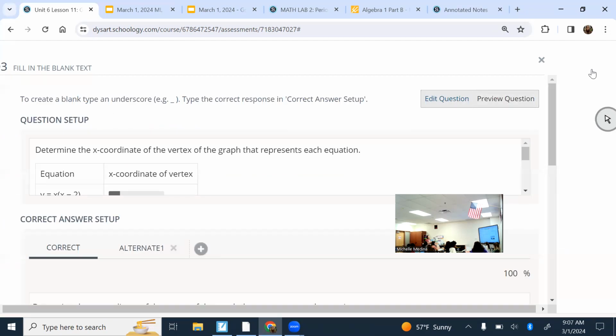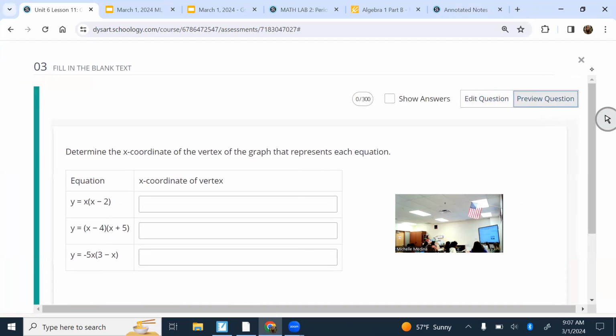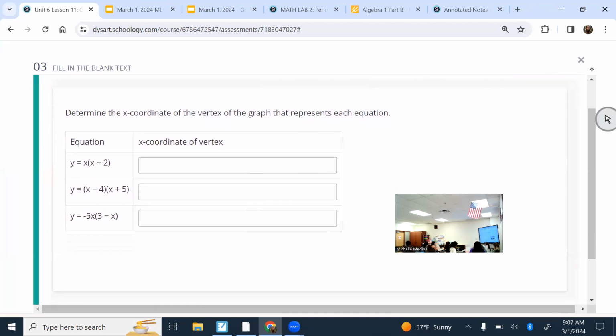So we have to determine the x coordinate of the vertex of the graph that represents each equation. Again, you could always use Desmos to check your answer, but the whole point is to try to do it without graphing, so that's how I'm gonna show it to you right now. So you have to first, from factor form is what these all are in, identify your zeros. So what are my zeros for this first one? Table 5, can you tell me?